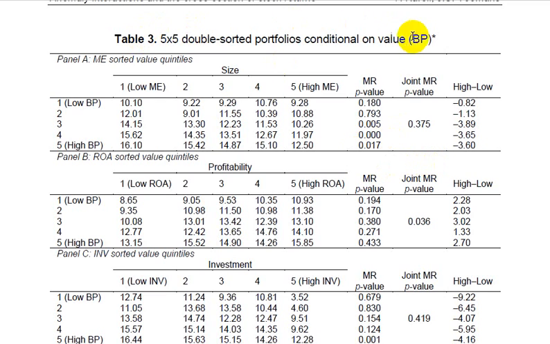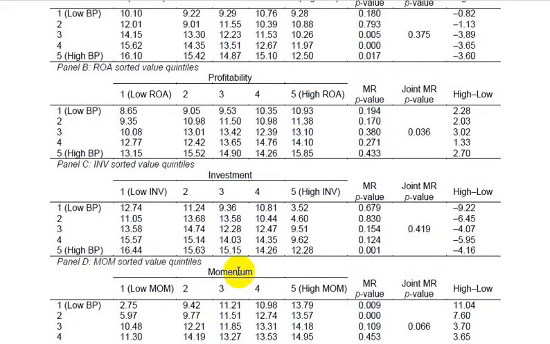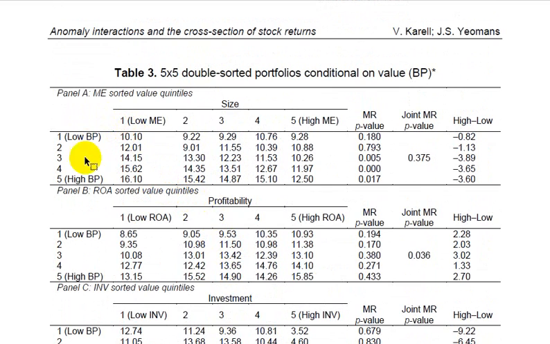So next here with table 3, the authors are doing the same 5 by 5 sort, only now they are controlling for the book to price, so the value factor. And then they're seeing how the size, profitability, investment, and momentum factors are affected by different levels of the value factor. From prior research, we know that the size factor, smaller companies tend to outperform larger companies, and we certainly see that here in the high to low.